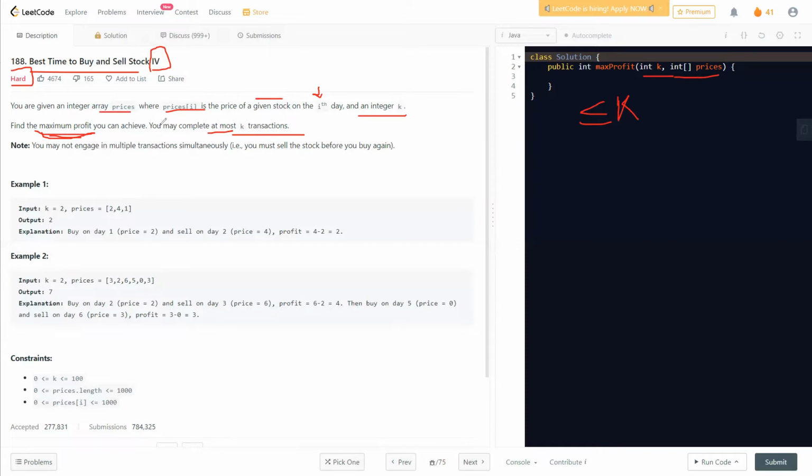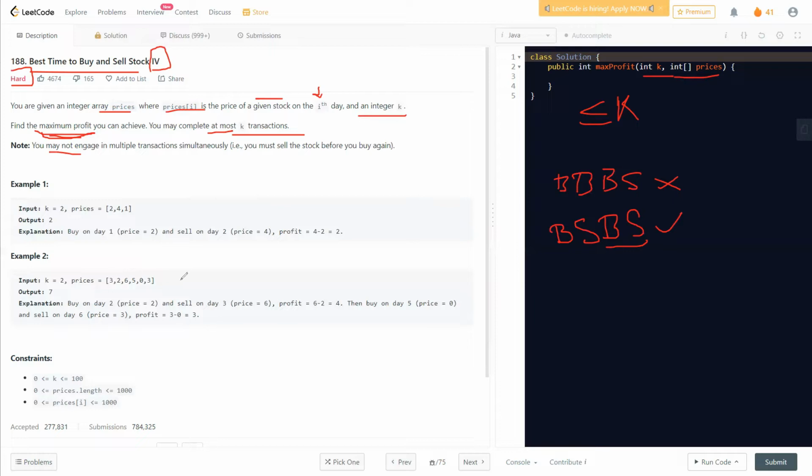So this is what the question is asking us to do, and then there is an important note. This is really, really important. The note says you may not engage in multiple transactions simultaneously. So what does that mean? That you must sell the stock before you buy again. So the process cannot be like you buy a stock, then you again buy a stock, then you again buy a stock, and then you sell all at once. So this cannot be possible. If you buy a stock, you need to sell it next. Then you can buy again, and then you need to sell it next. And this continues again and again. Fine, so this is the step that should be followed.